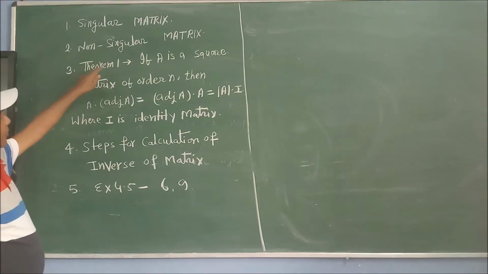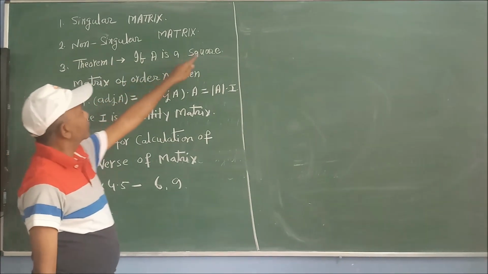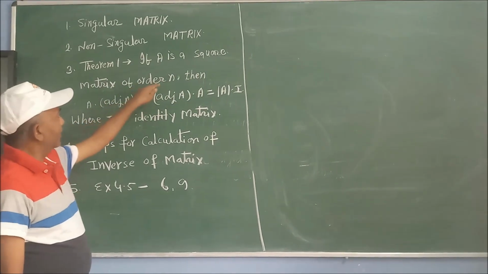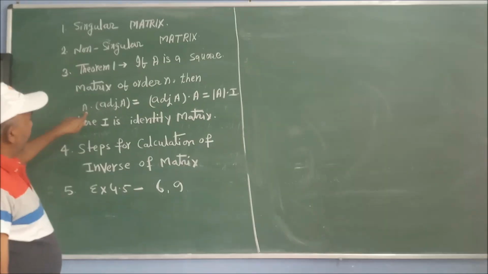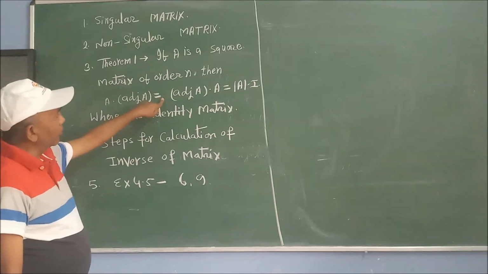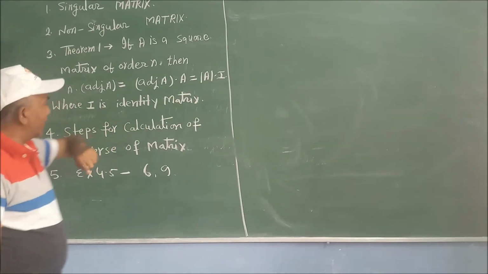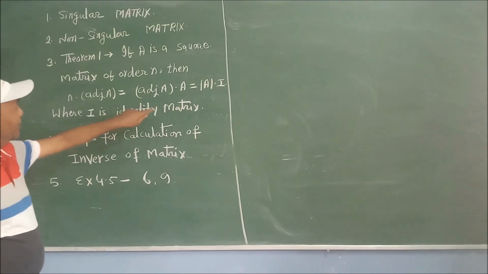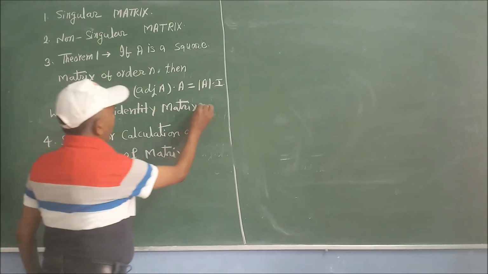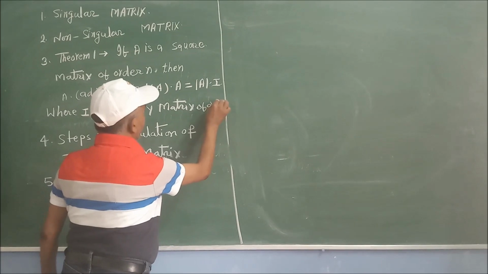Our first theorem is: if A is a square matrix of order n, then we have to prove that A into adjoint A is equal to adjoint A into A is equal to determinant A into I, where I is an identity matrix of order n.